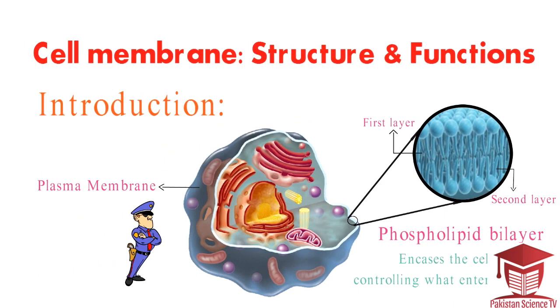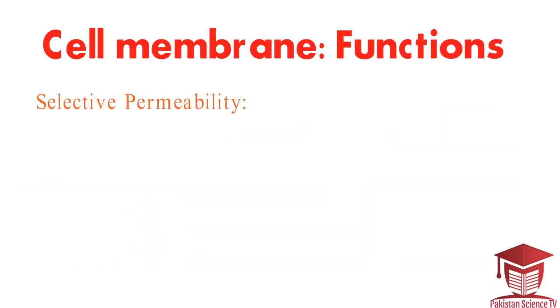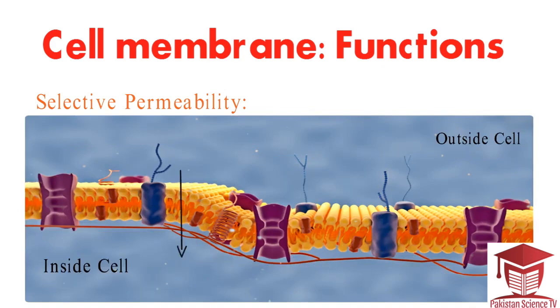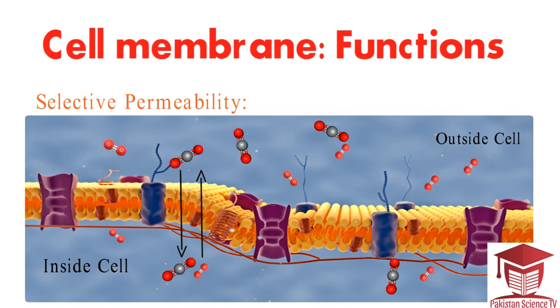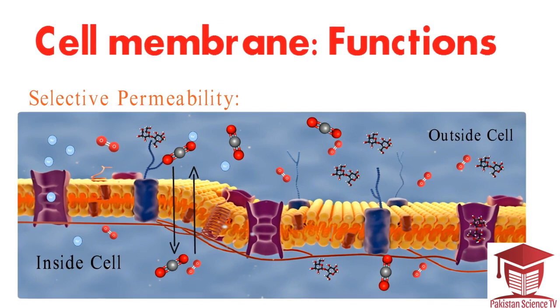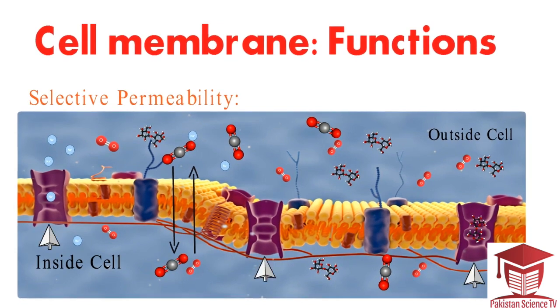One of the membrane's key functions is selective permeability. This means it allows certain molecules to pass through while keeping others out. Small nonpolar molecules, like oxygen and carbon dioxide, can slip through the lipid bilayer. But larger molecules, ions, and polar molecules need help from specialized transport proteins.